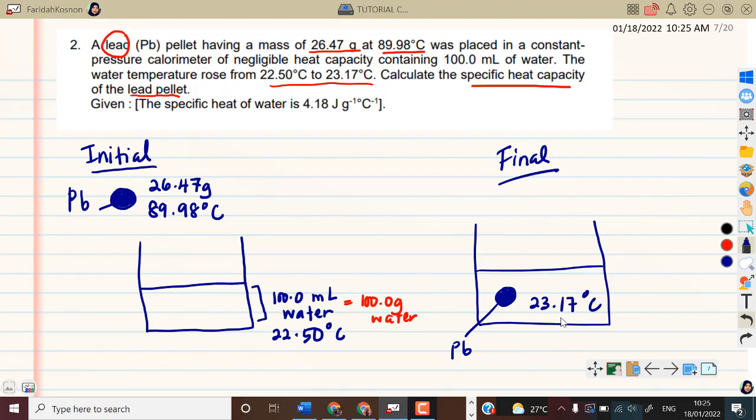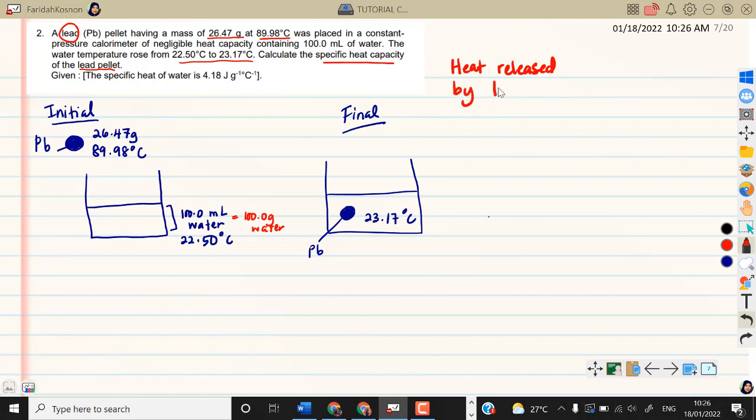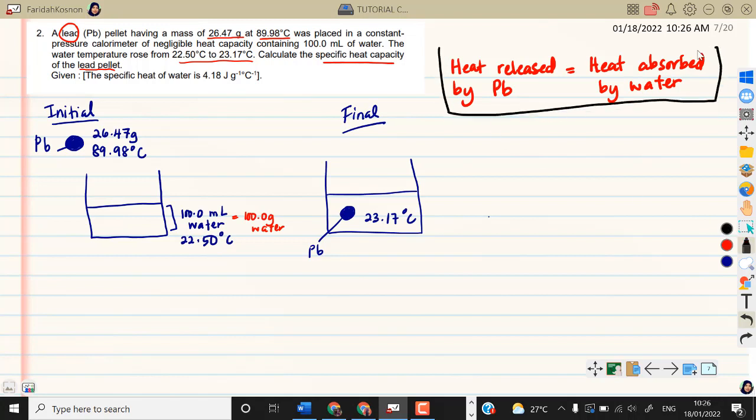So, how we are going to answer this question? So, first of all, in order to answer the question, menggunakan konsep yang betul, pelajar wajib tulis heat released. Heat released by siapa yang release heat? Mestilah objek yang panas tu. Heat released by lead. So bila kita masukkan dia dalam air, the heat released will be absorbed. Heat released equals to heat absorbed by water. Jadi, ini adalah basic principle, konsep calorimetry tu.